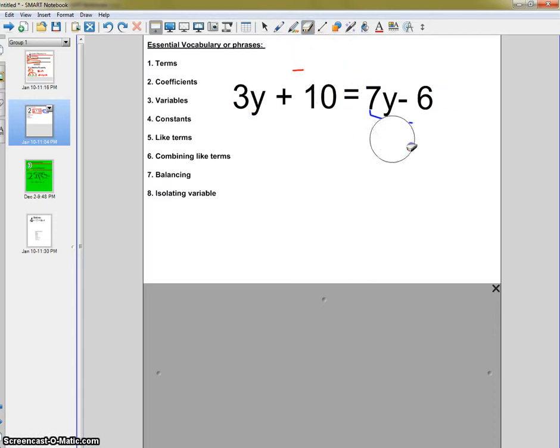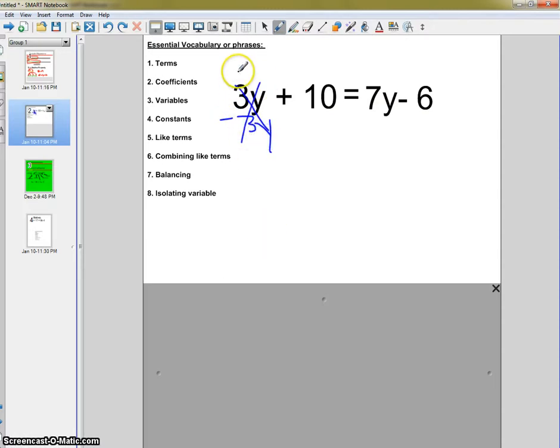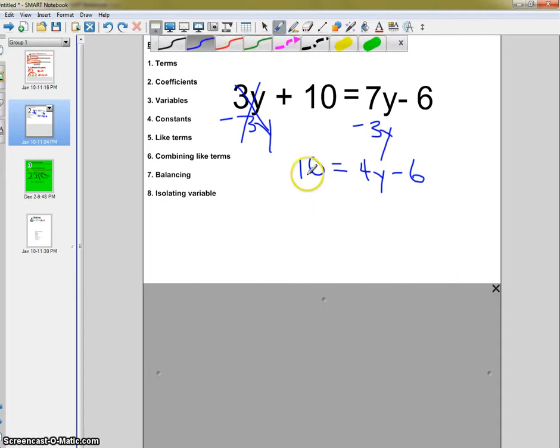So what I'm going to start doing now is the balancing. I'm going to start balancing this out. I want to keep my constants on the left side and my coefficients on the right. Or maybe I want to do it the other way, but let me try this out. I'm going to try to keep all my constants on this side and coefficients on the right. So I'm going to get rid of 3y from here. Whatever I do on this side, I have to balance with on this side. This leaves me with 10 is equal to 4y minus 6.